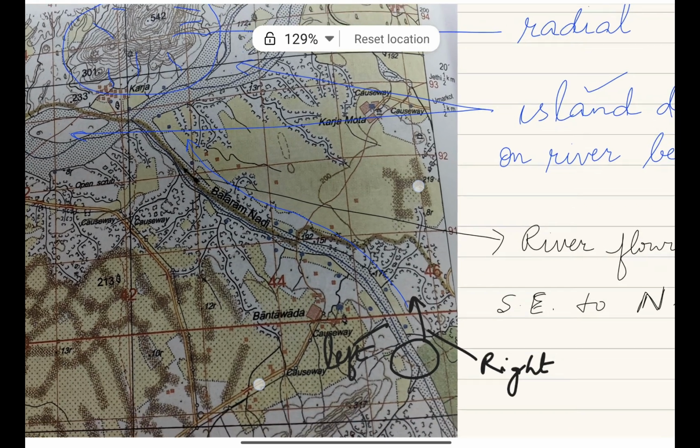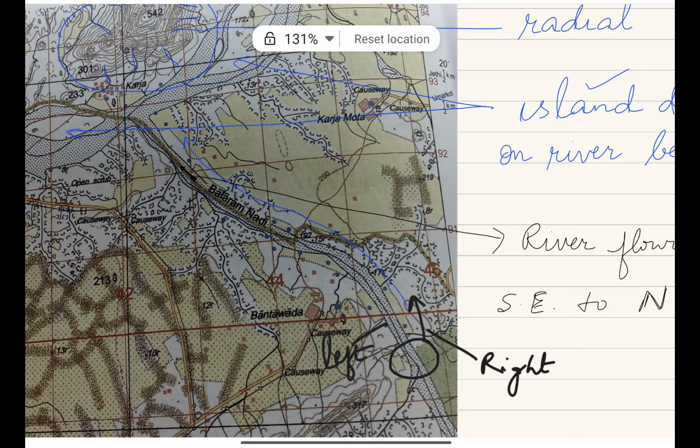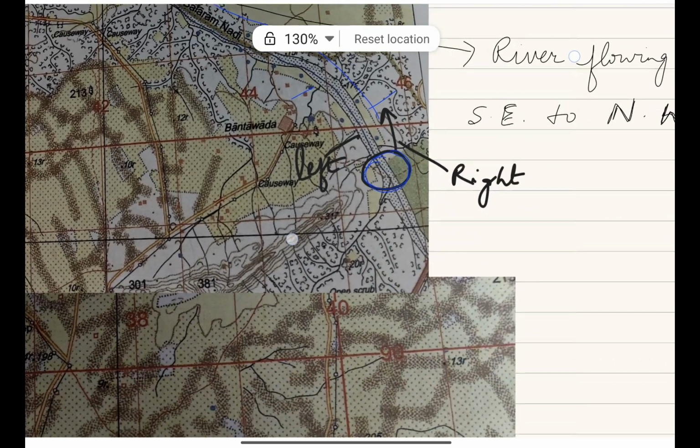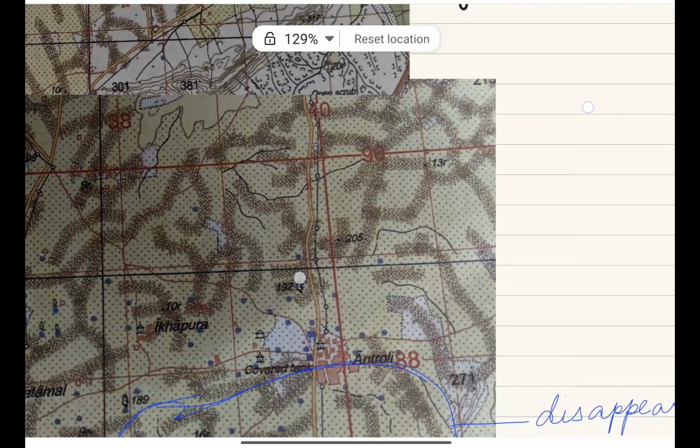Now how to know the bank of a river? Once I know that the river is flowing from southeast to northwest, I assume to be standing here and looking towards the flow of the river. My face will be towards the flow of the river. My right hand side will be the right bank, my left hand side will be the left bank. So this is how we study the banks of a river.